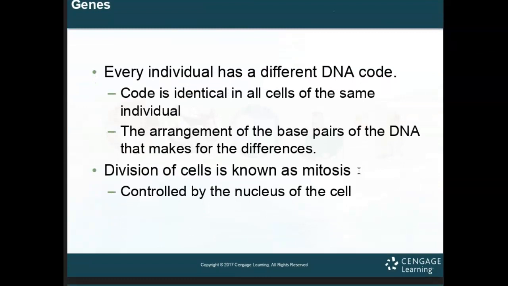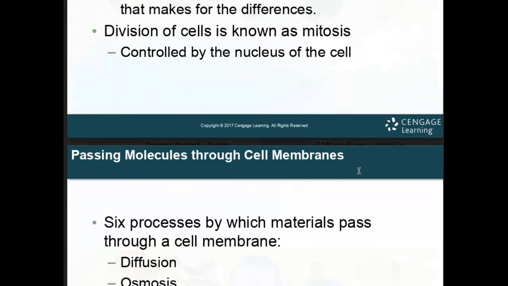Genes, this is really complicated information, so I understand if it can be confusing, and I encourage you to really review this through your textbook and reach out if you have questions. But genes, every individual has a different DNA code. It is identical in all cells of the same individual. The arrangement of the base pairs of the DNA that makes for the differences is part of the genes. Division of cells is known as mitosis, controlled by the nucleus of the cell as well.